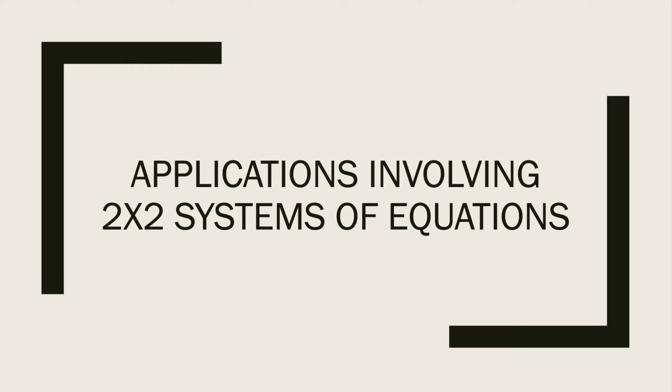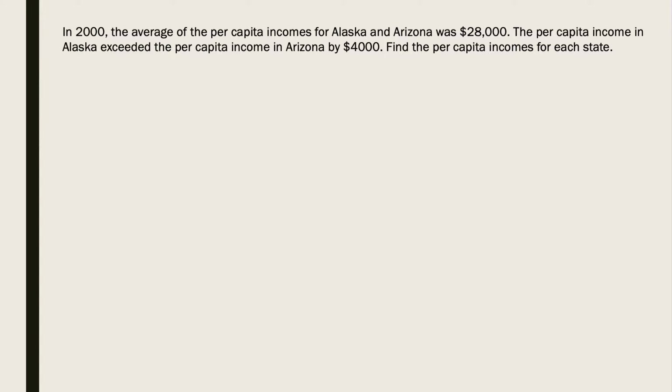In this video, we're going to use 2x2 systems of equations to solve different application problems. In Alaska, the average of the per capita incomes for Alaska and Arizona was $28,000. The per capita income in Alaska exceeded the per capita income in Arizona by $4,000. We want to find the per capita incomes for each state.